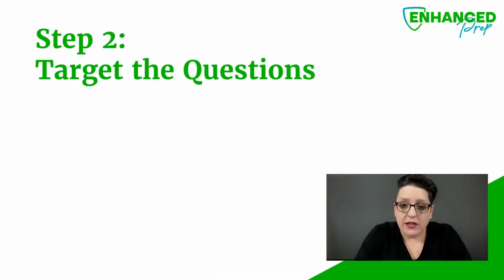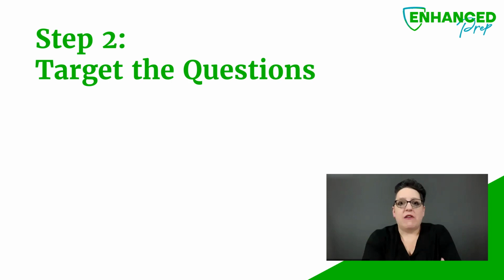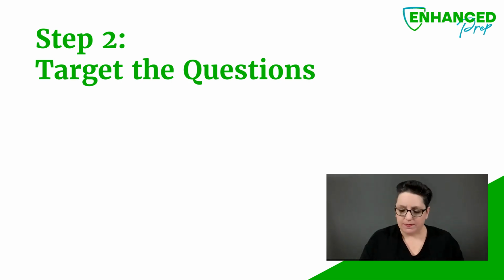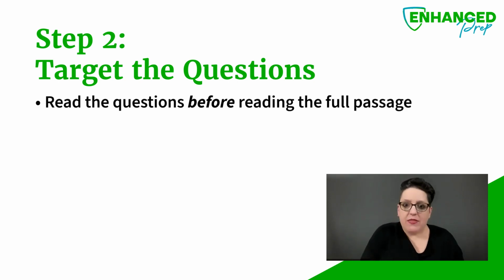Step number 2 is what we call target the questions. Now, notice I didn't say step number 2 is to read the passage. If you're given an assignment in school that says, read chapter 3 in your US history book and turn in the answers to the questions at the end, what do most students do? They go to the end of the chapter, they read the questions, and then they go and preview or skim and scan the passage in order to find the answers. Why do we do this?